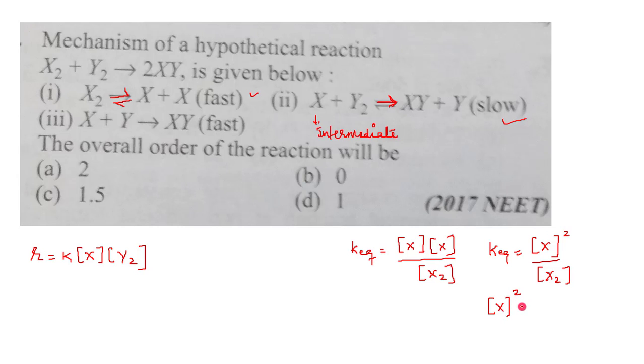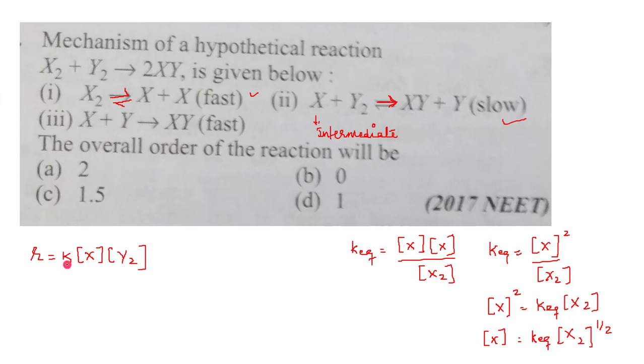X raised to 2 is equal to K equilibrium, molar concentration of X2. Or X is equal to the square root. If you take it on the other side, it will become a square root, or we write it as K equilibrium molar concentration of X2 raised to 1 by 2. Square root is nothing but X2 raised to 1 by 2. So now you got the value of X in terms of X2, X2 raised to 1 by 2. X2 is there in the reactant.